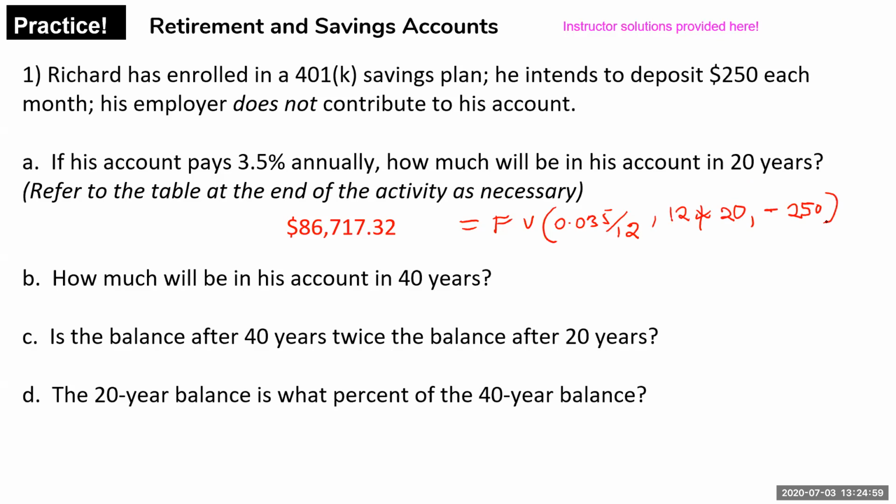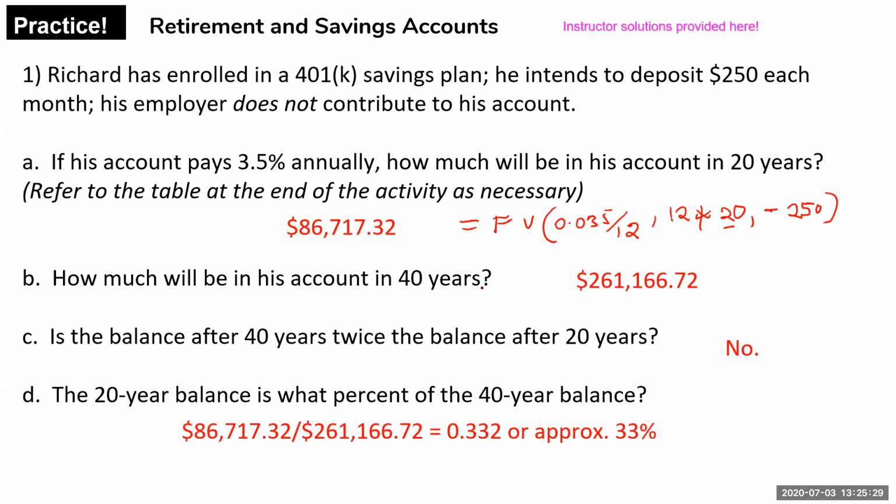Now, how much will be in his account in 40 years? Okay, and that is how much will be in account using the FV function. Okay, so here instead of 20, you use 40, right? So you replace that, and that gives you the second one. Now, is the balance after 40 years twice after 20 years? No. Do you see that? So the 20-year balance is what percent of the 40-year balance? That's about 33% of the 40-year balance. So you do the ratio, and that is it.